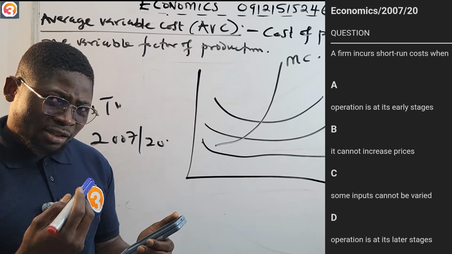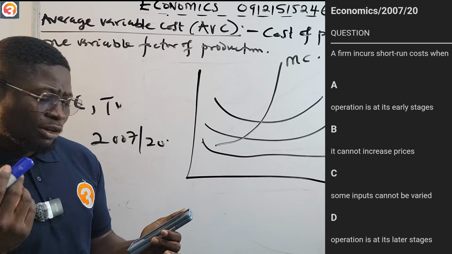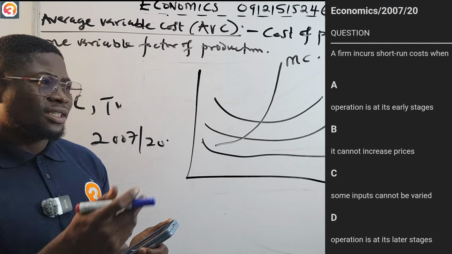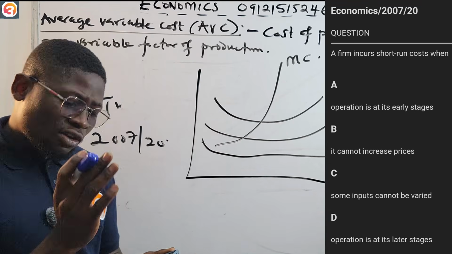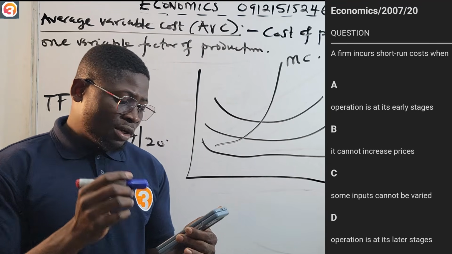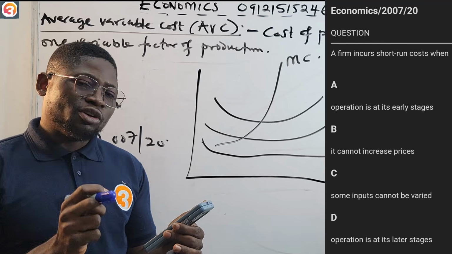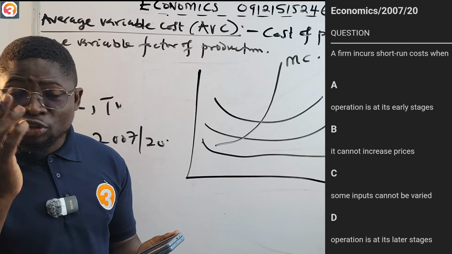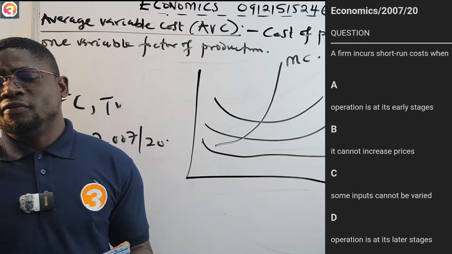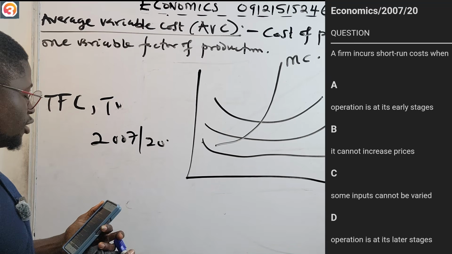So A looks like something that may be the answer, but the correct answer there is option C, because in the short run, some factors of production are fixed, while some are variable. So C says some inputs cannot be varied. Some inputs cannot be varied in the short run. Some need to be fixed, while some need to be varied. So the correct answer there is option C.